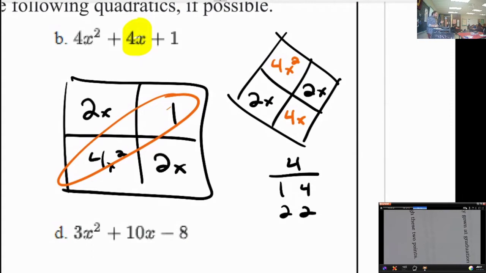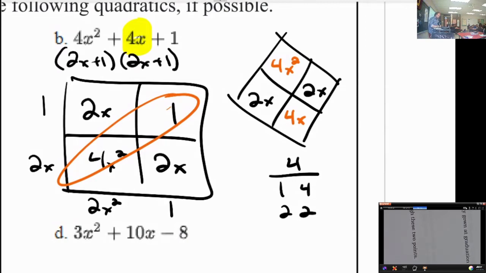What's interesting is if you factor it, you get 2x squared here, and then 1 and 2x don't have anything in common, so it's just 1. If you look at the row, the same thing happens. 4x squared and 2x both have 2x, and these guys, again, have 1. And so the factors are actually the same thing, 2x plus 1 times 2x plus 1. Or if you want to be really cool, 2x plus 1 squared. This is what's known in the business as a perfect square trinomial.